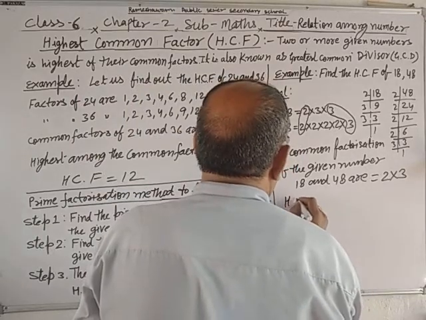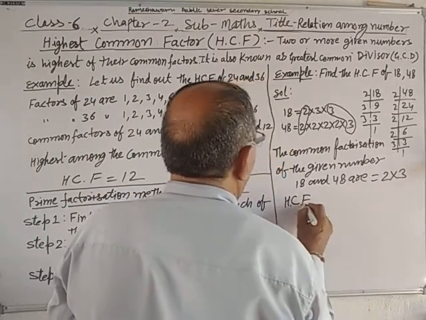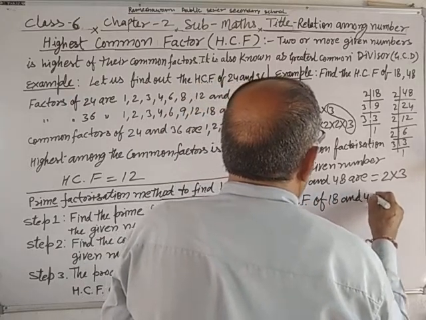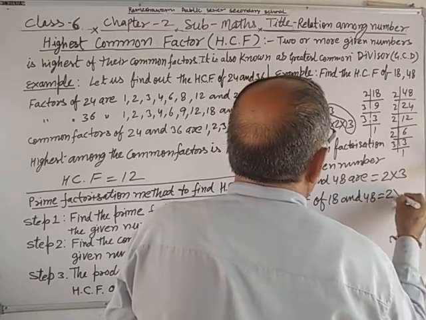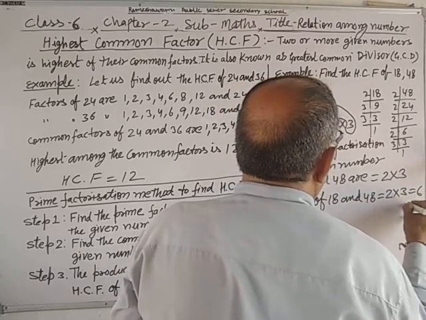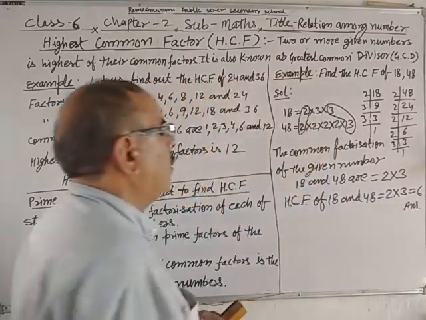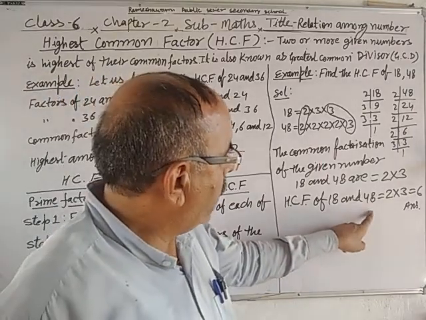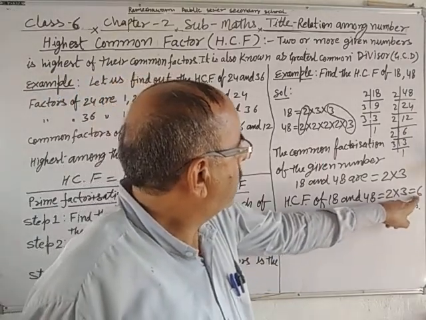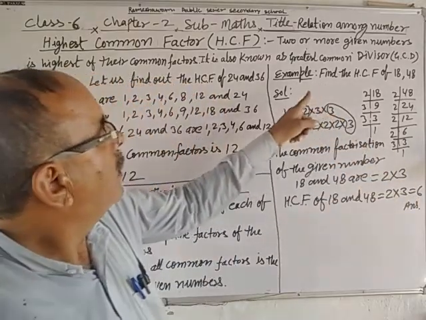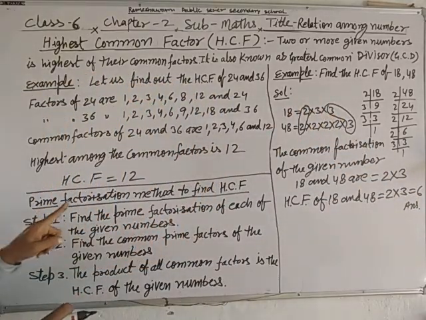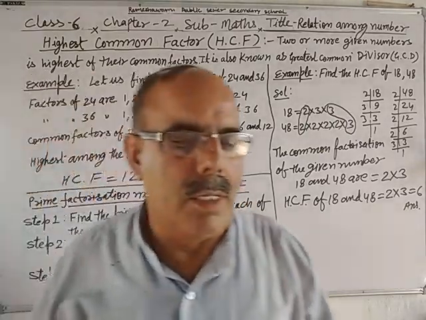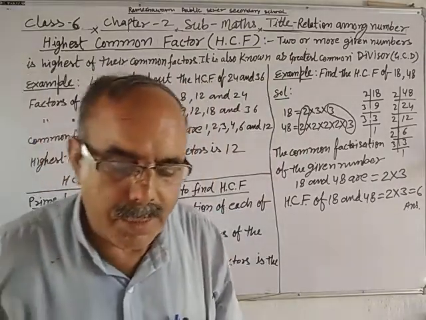So the HCF of 18 and 48 equals 2 into 3 equals 6. Answer. This is the HCF of 18 and 48, 6, by the prime factorization method to find the HCF. The next method is Vedic mathematics.